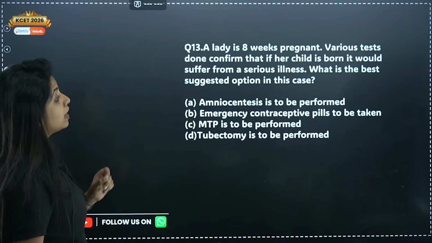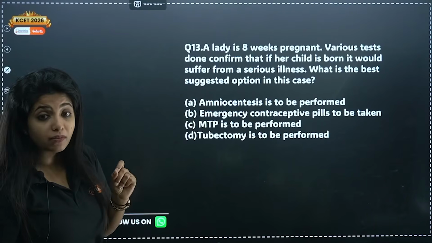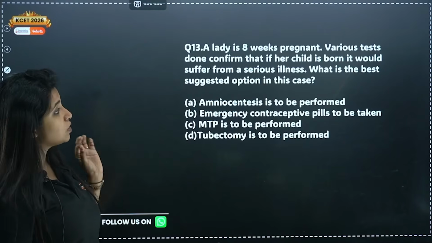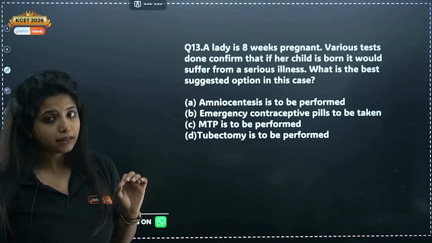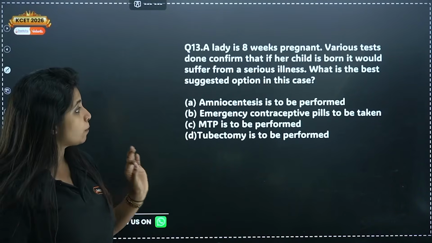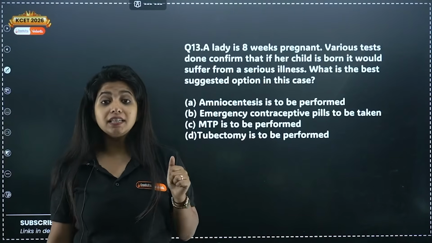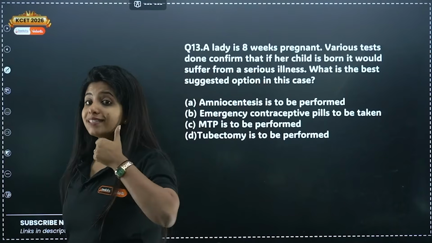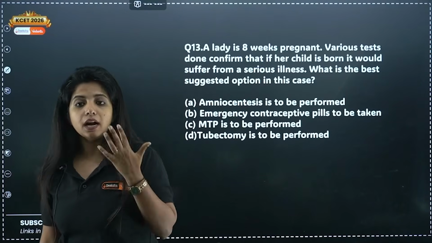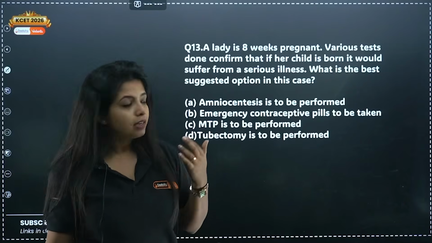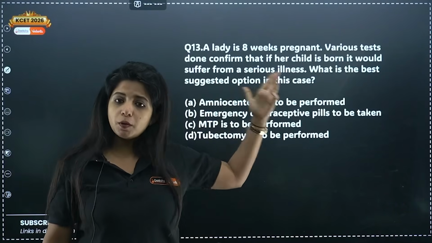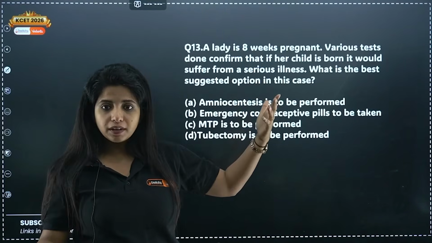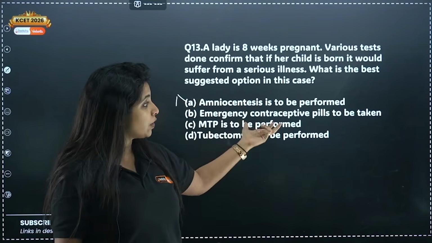Next, a lady is 8 weeks pregnant. How many weeks pregnant? 8 weeks. Various tests done confirm that if her child is born, it would suffer from a serious illness. What is the best suggested option in this particular case? So here, it is a threat to the baby who is being born. The baby is having a serious illness. What can be done? Amniocentesis is to be performed. With the help of amniocentesis, probably this thing was confirmed, right? So obviously not this.